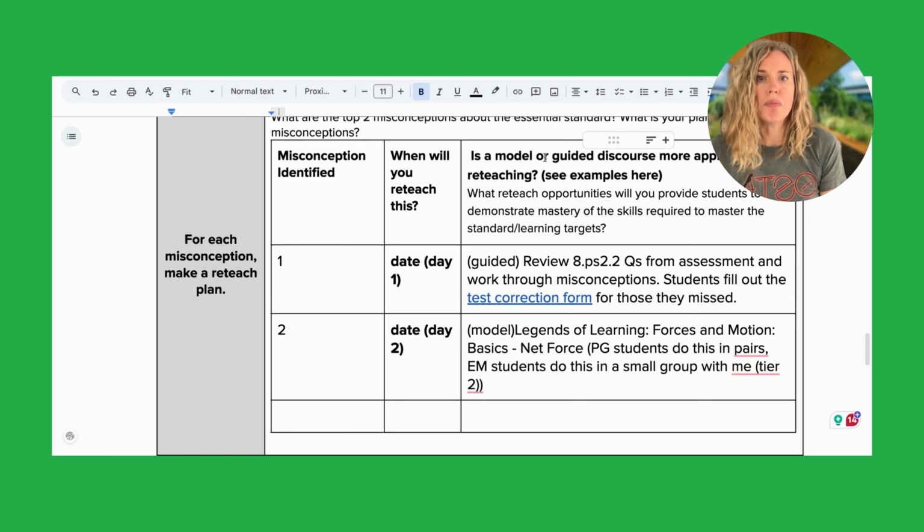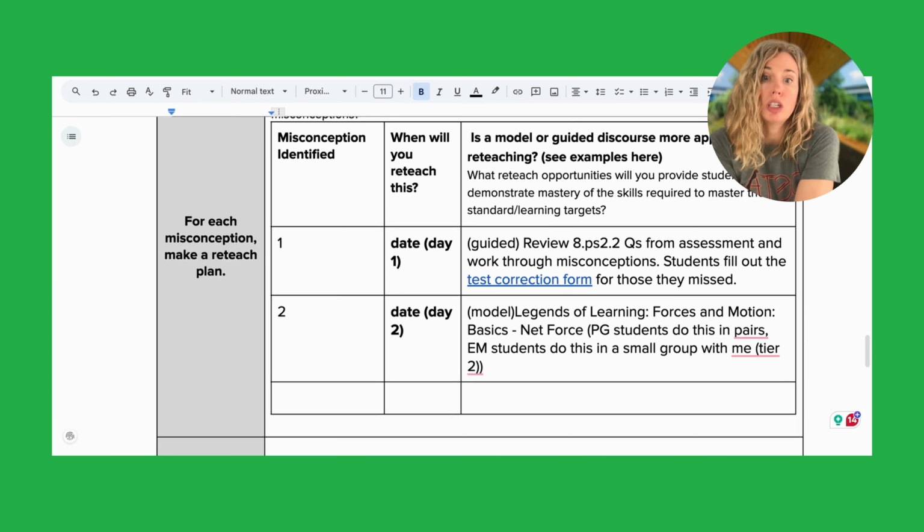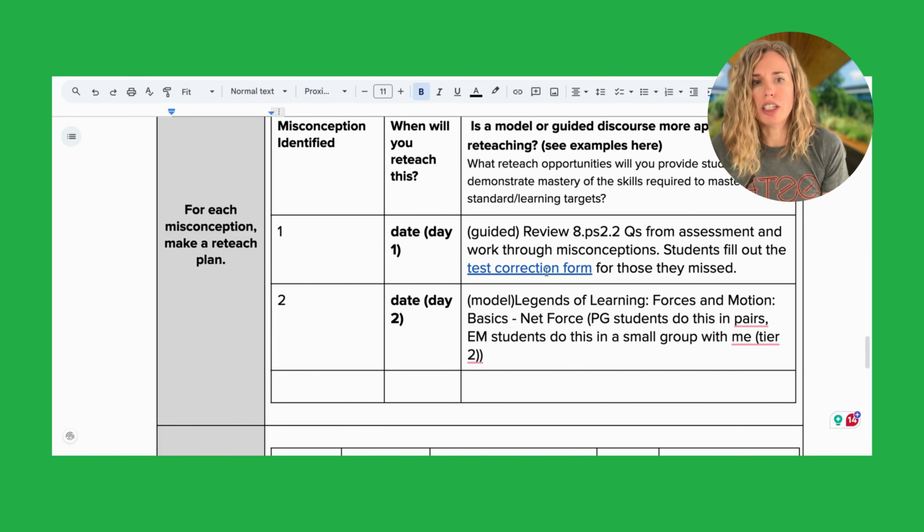Notice it says, is a model or guided discourse more appropriate for reteaching? And then what reteach opportunities will you provide students to demonstrate greater proficiency of the skills required to reach proficiency of the standard or learning target? For day 1, what I'm going to plan is a guided intervention, and we're going to review the questions that were related to this standard, not just 22, but all of them, and have students think about their misconceptions that they missed. Then they're going to fill out the test correction form for those they missed, listing their reasoning, how they know the correct answer is correct, and what they need to work on to improve their understanding.